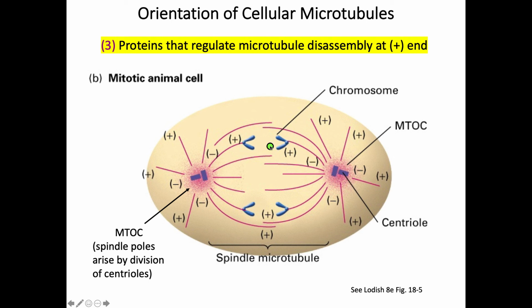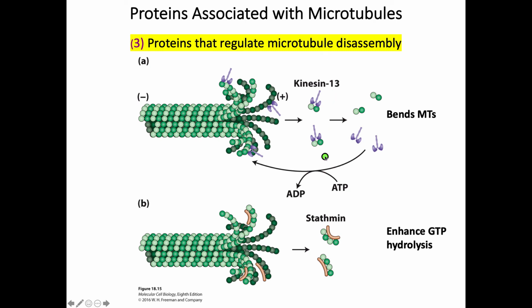And during this pulling, you need the depolymerization at the plus end. So the microtubule shrinks from the plus end, and that causes the chromosomes to be pulled towards the pole. Each of these chromosomes goes toward this, and then the cell will divide. This is enhanced by kinesin 13 and stathmin, and we're going to talk about this in much more detail. Remember that we completely omitted section 18.6 of this chapter, which we'll cover during the cell cycle.